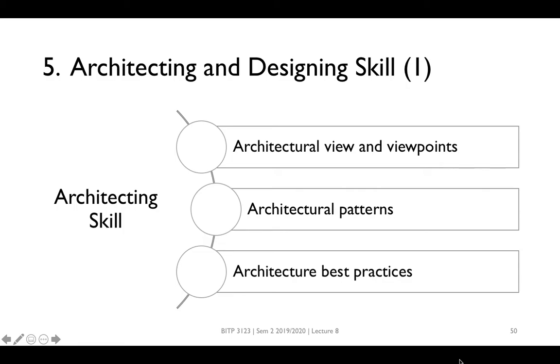Architecting knowledge consists of skill to define EA architecture from various view and viewpoints. Knowledge in architectural pattern and skill is to select the most suitable pattern for the EA. And finally, skill to implement architecture best practices for EA.